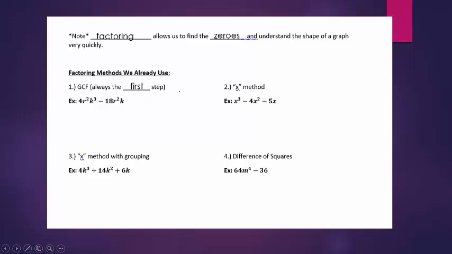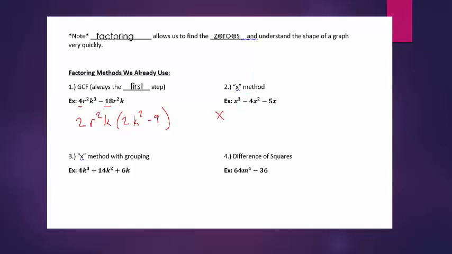So if you look at the example below, between 4 and 18, they share a factor of 2. r squared and r squared share a factor of r squared, and k cubed and k share a factor of k. So my GCF is 2r squared k, and if I factor that out, I'm left with 2k squared minus 9, and that's it. And then we've been using the X method up until this point, but again, first step is factor out the GCF.